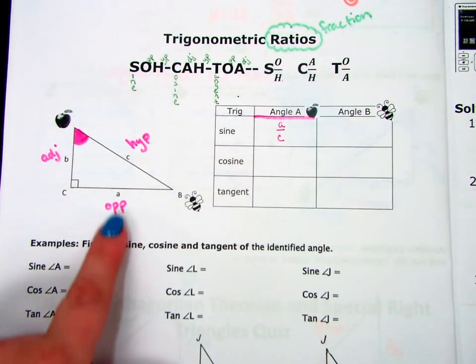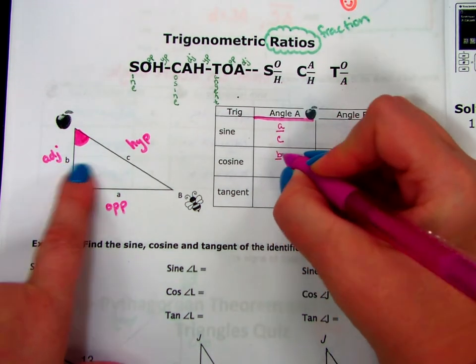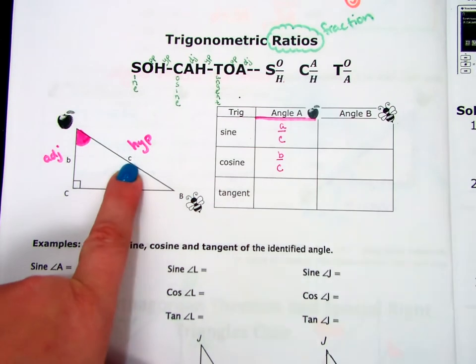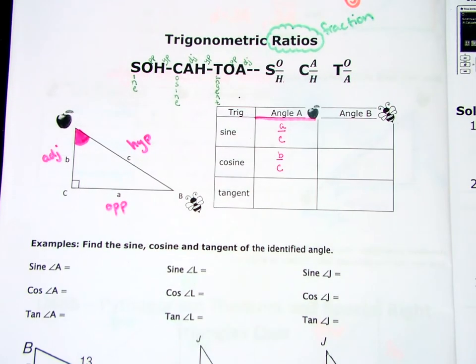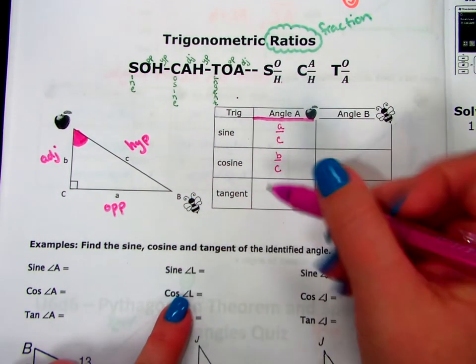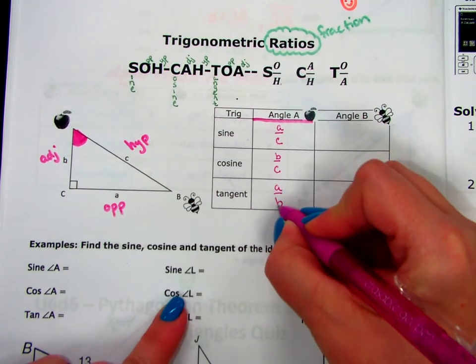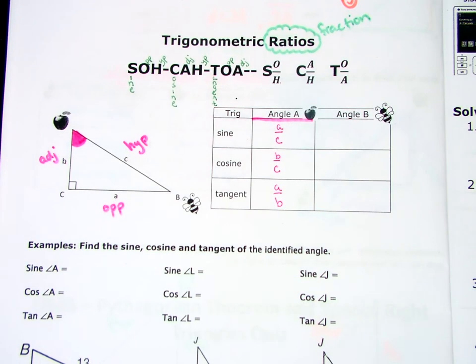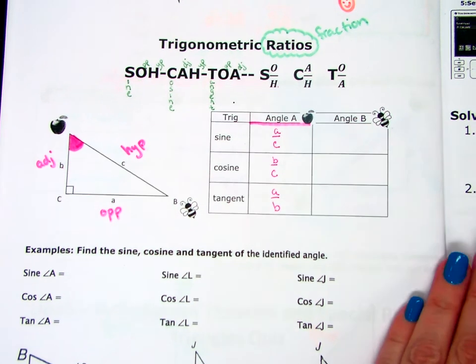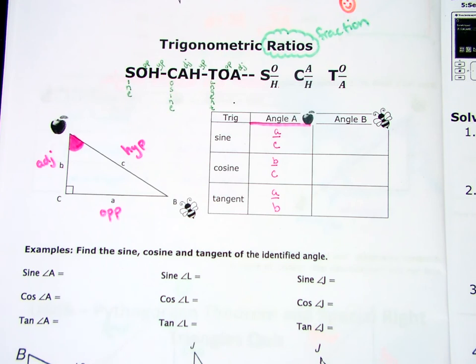The cosine, CAH, A over H. A is my adjacent, which is B, over H, my hypotenuse, which is C. So B over C. And then TOA, my tangent is opposite over adjacent. My opposite is A. My adjacent is B. That's all you have to do, make those fractions and reduce them. That's it. Easy peasy. Okay?